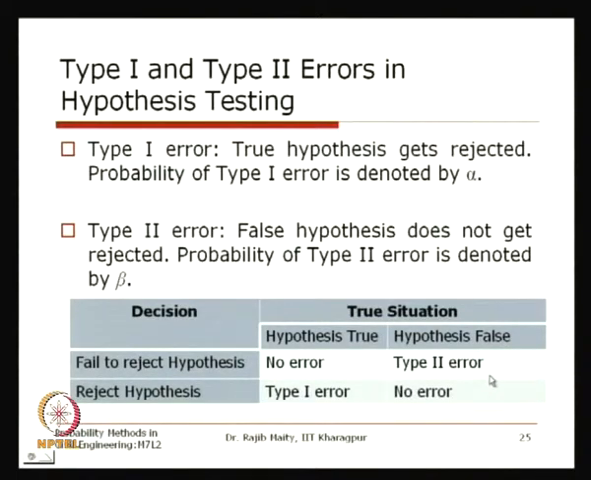Now, you can see that the type 1 error, when the hypothesis is true and we reject it, is basically very critical from the manufacturer's point of view. We generally allow a very low value for this type 1 error, and after fixing that, we try to minimize the type 2 error as much as we can.